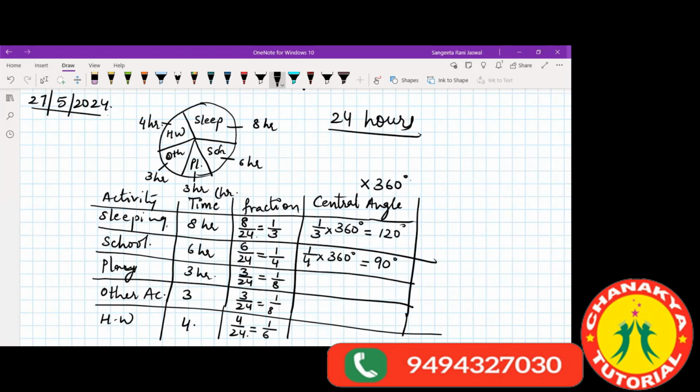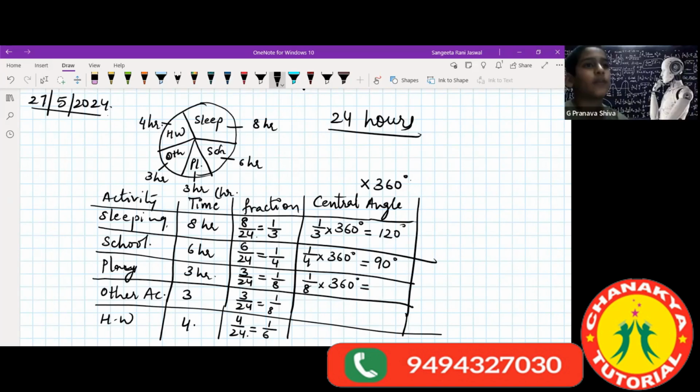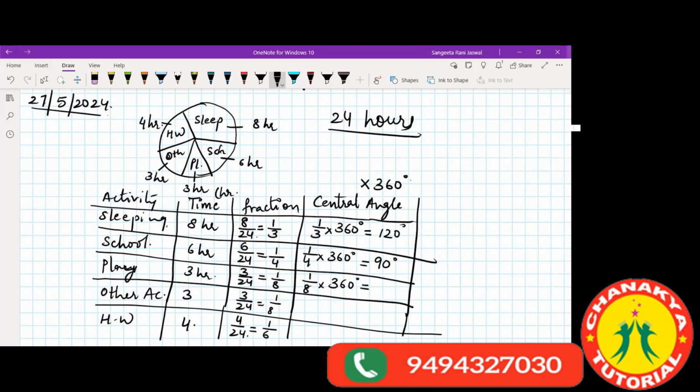Are you understanding, children, how I am finding this? Yes, 1 by 8 into 360. This can be cancelled with, how much is this, Pranav? Tell me. 45. 8 fours are 32. Okay. 45 degrees. This is again 1 by 8 into 360, that is 45 degrees. This is now 1 by 6 into 360, 60 degrees. So this is our central angle.